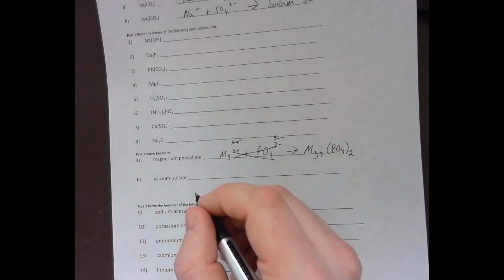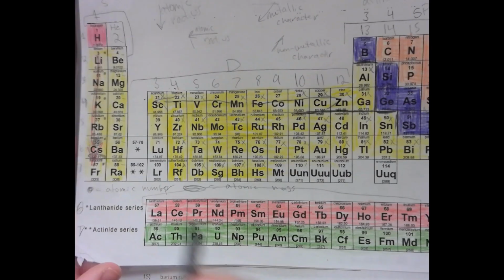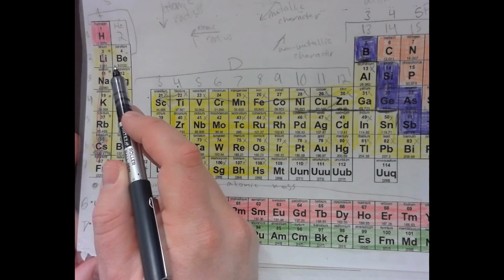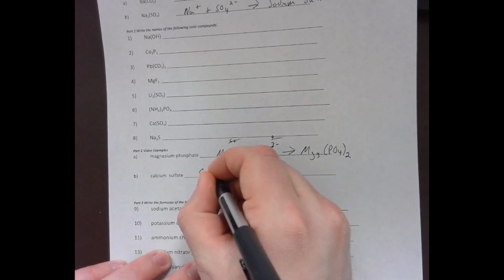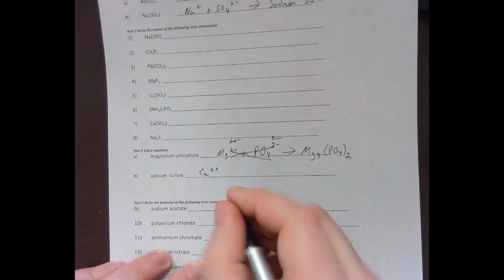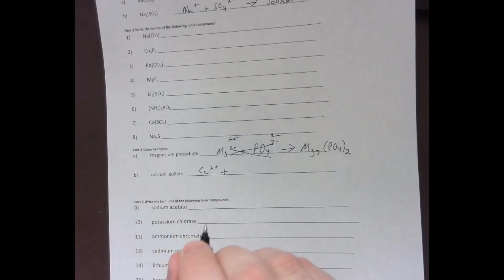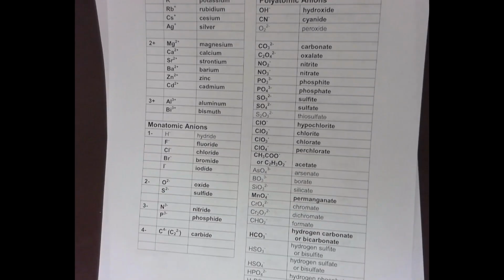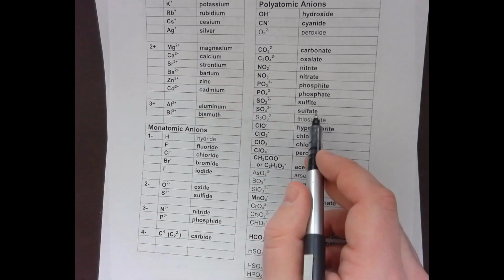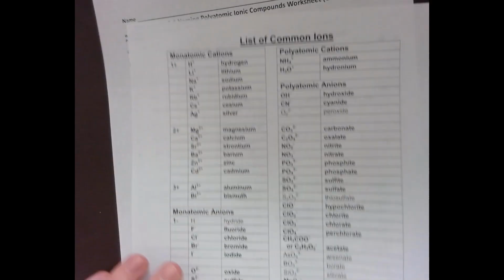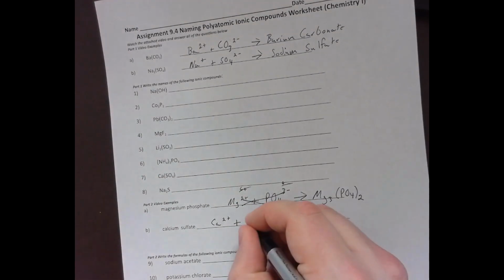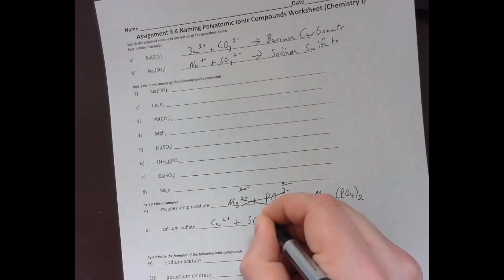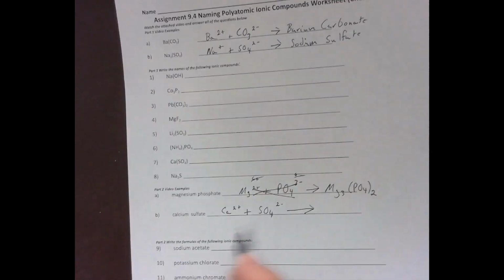Alright, so let's do one more. So calcium, we go back to our periodic table, we see that calcium is in group 2. So we go Ca2+, nice, that's the same one as magnesium. And then we go sulfate, another polyatomic ion. So we go here, go down, we see sulfate is SO4 2-, sorry, SO4 2-. And the nice thing is these two will balance out.